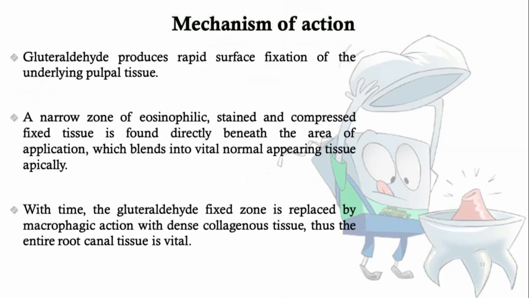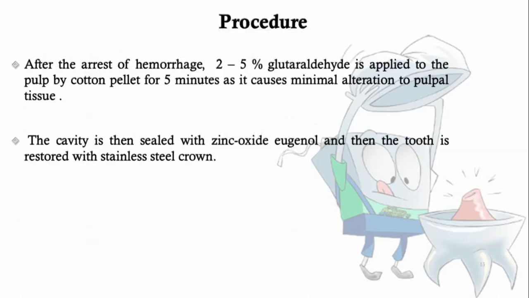It produces a rapid surface fixation of the underlying pulpal tissue. So it causes a narrow zone of eosinophilic stained and compressed fixed tissue, which is found directly beneath the area of application, which blends into the normal, vital, normal appearing tissue apically. With time, this glutaraldehyde fixed zone is replaced by collagenous tissue. Thus, the entire root canal tissue is vital.